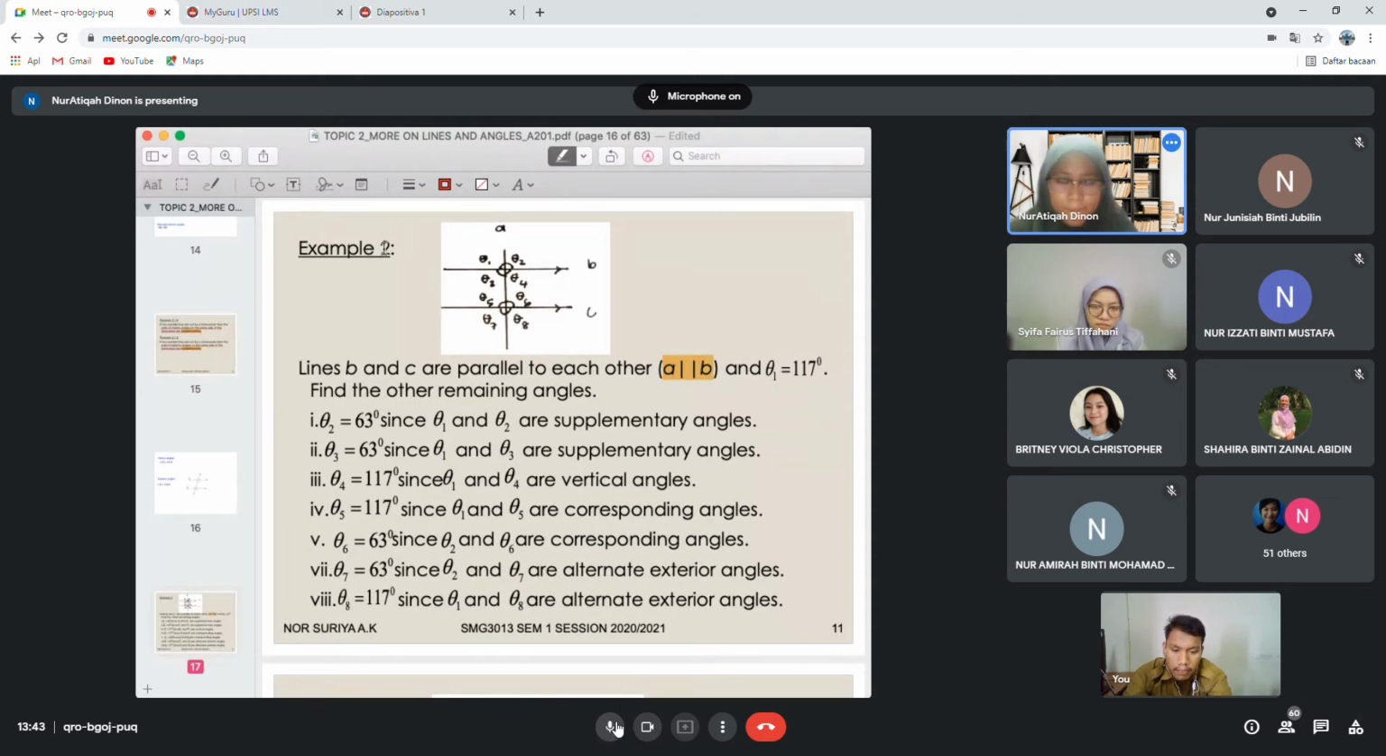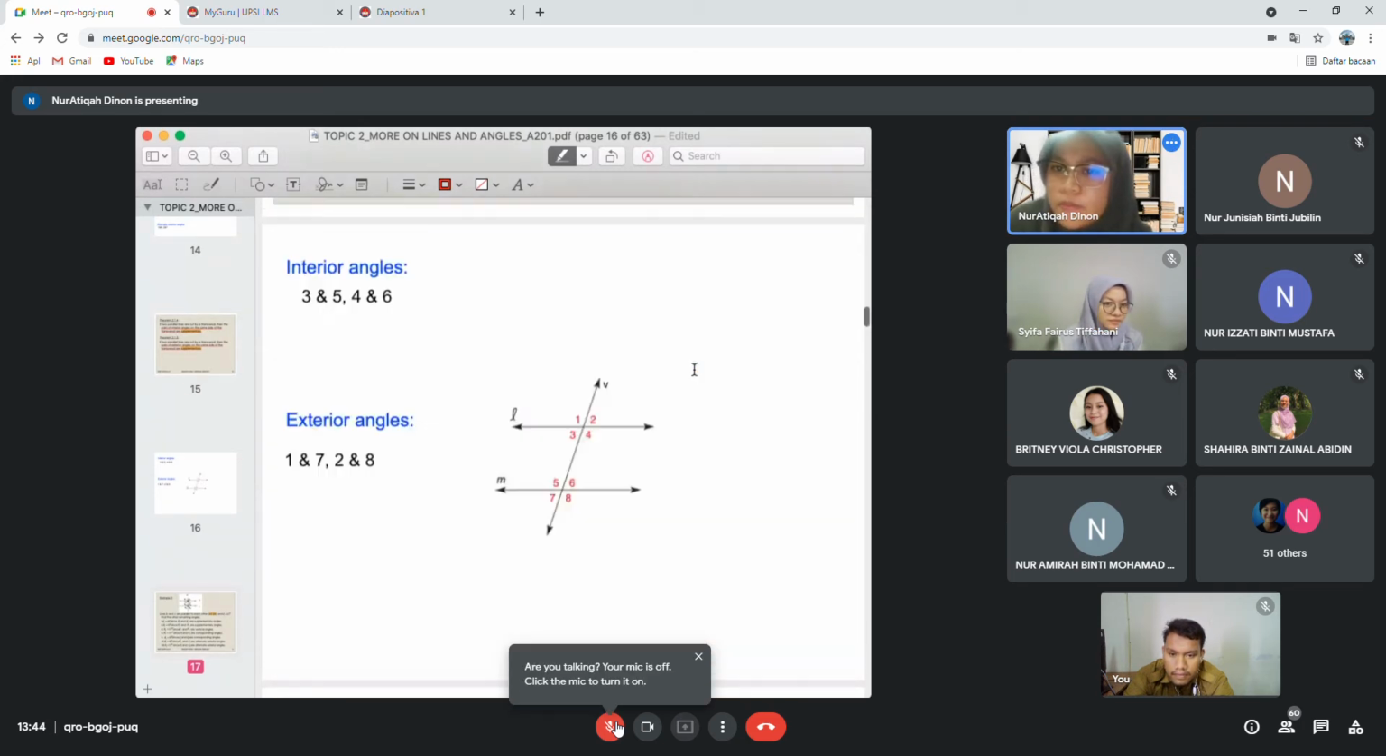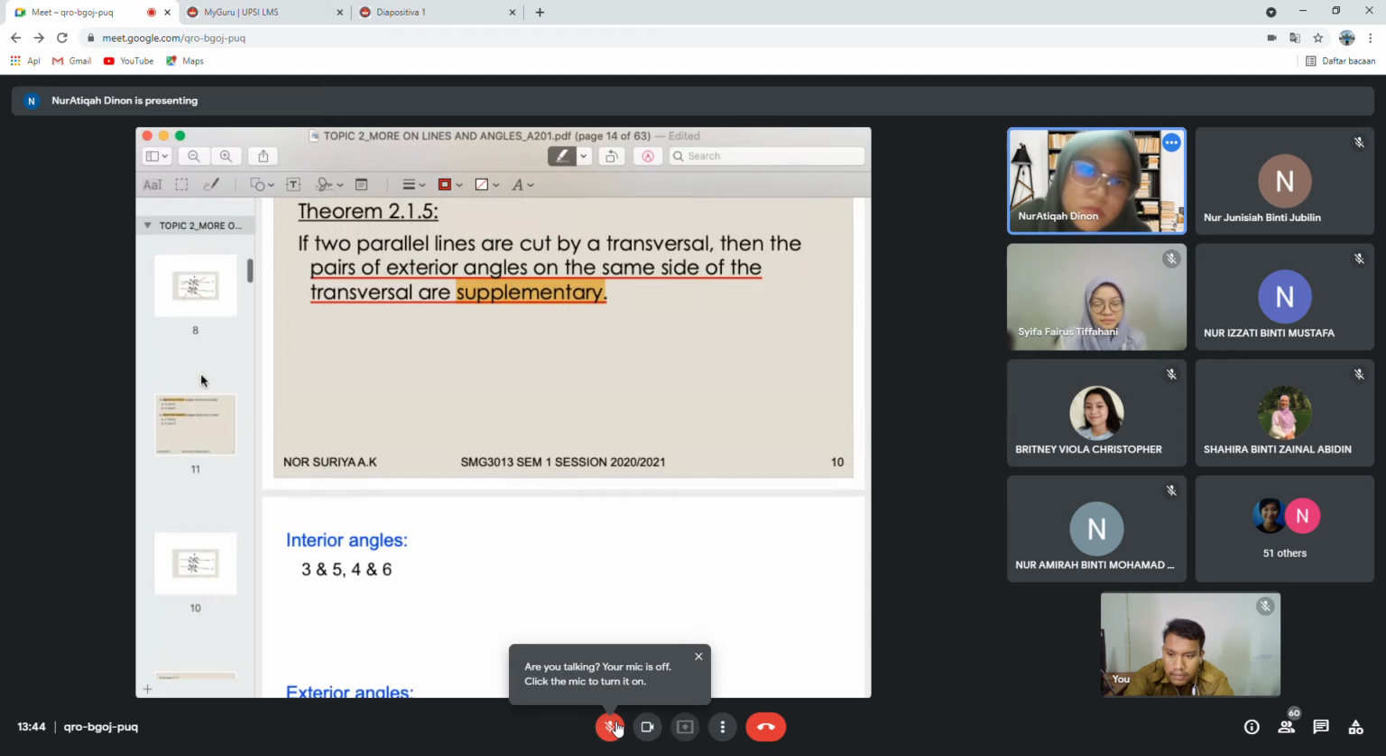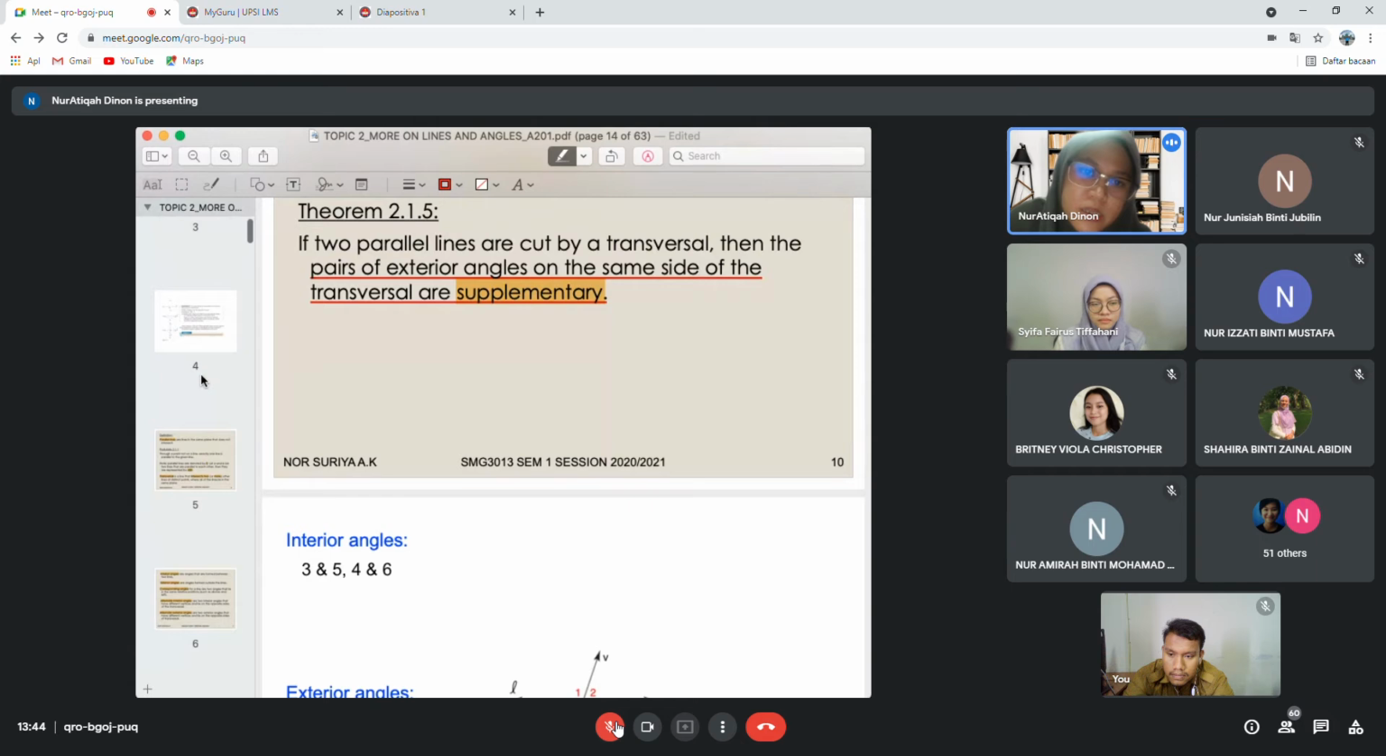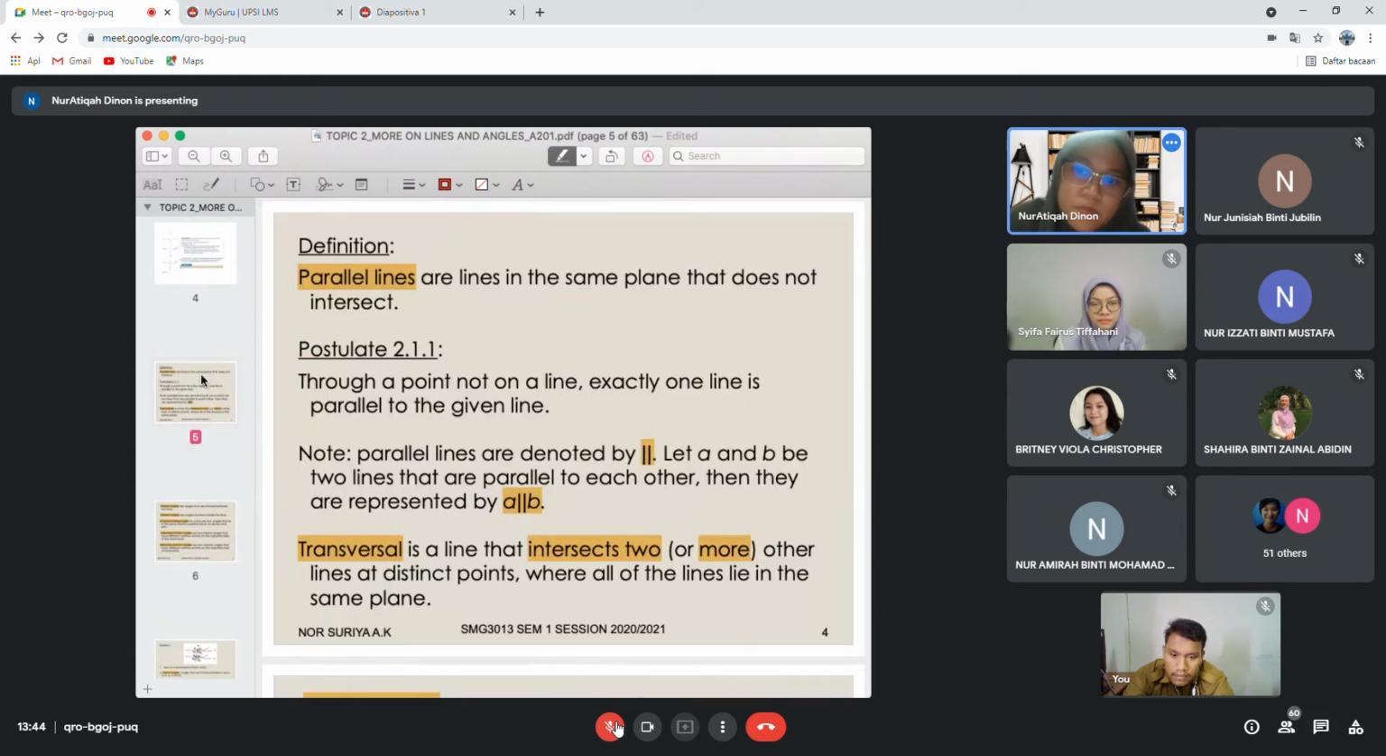Anyone? Okay, parallel. Good. Yang ni parallel. Okay. Sekejap. Mari tengok. Kata ni silap. Parallel tapi A ni tak parallel dengan ni kan?